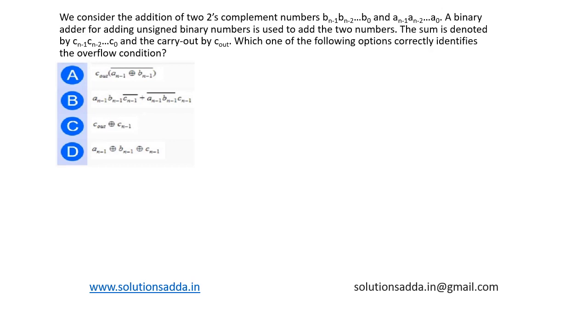For option A, let n equal to 4. So the numbers be 0111 plus 0111. So this is 7, this is 7. So in reality 7 plus 7 equals 14. But in 2's complement notation with 4 bits we cannot represent 14. So this is an overflow. We will get 1110. This overflows as in 2's complement we can store only up to plus 7. But the overflow condition in A returns false as Cout is 0. So this option A is not correct.